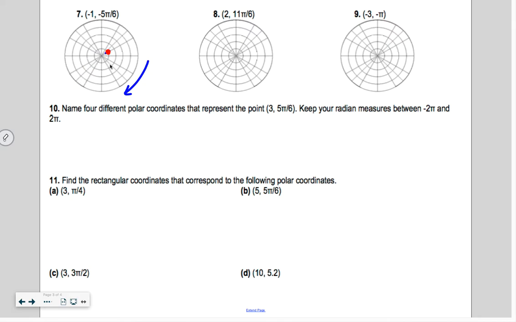You with me? All right, 11 pi over 6. Well, that's going to be this line, right? And we're going 2 units along that line. So that one's not too bad. That's right here. We like that one. We like when they're both positive.